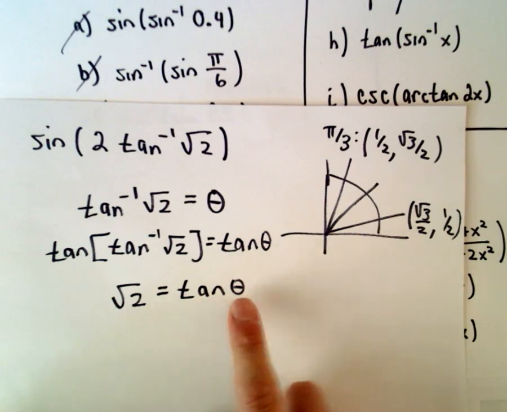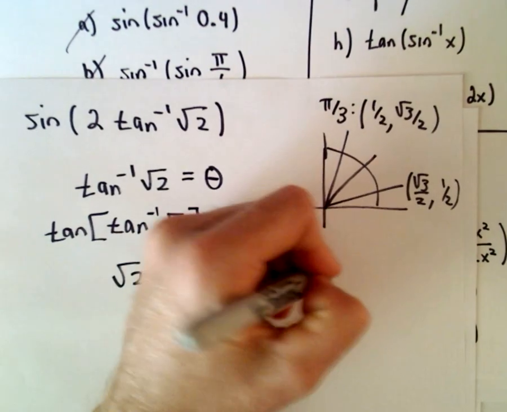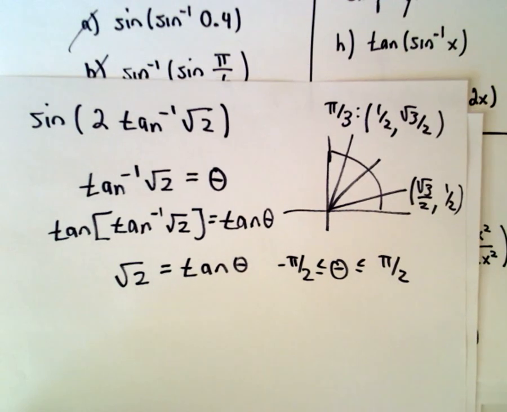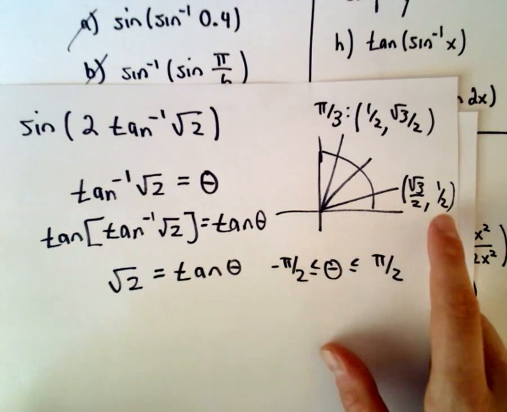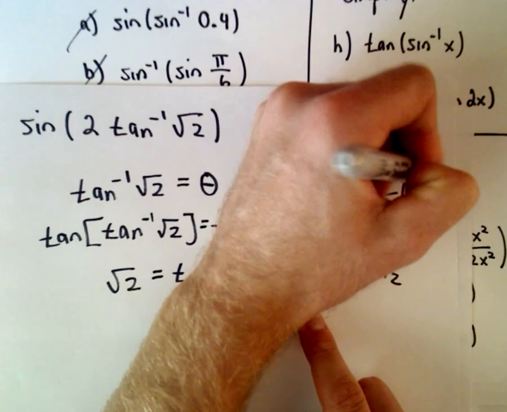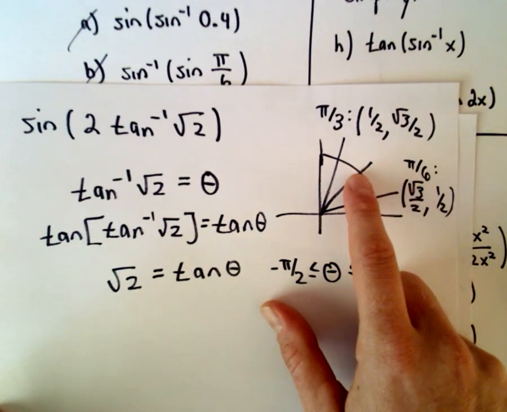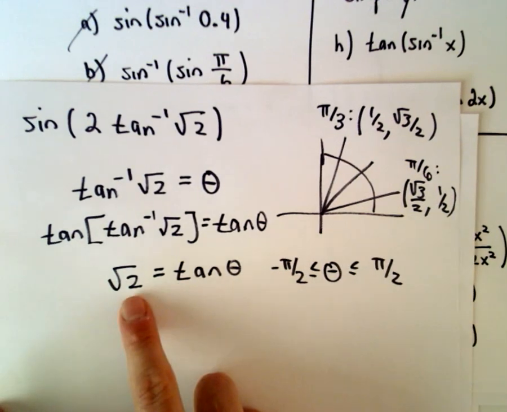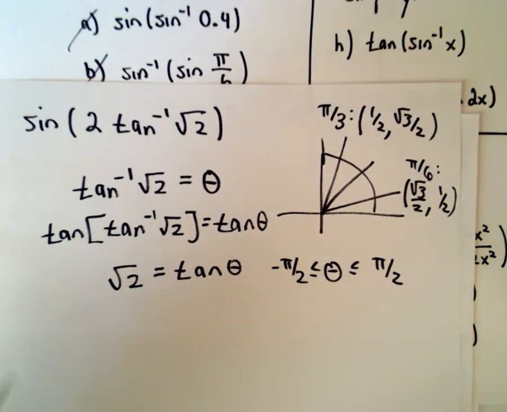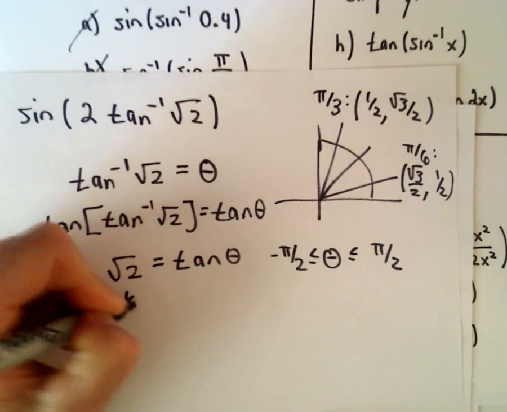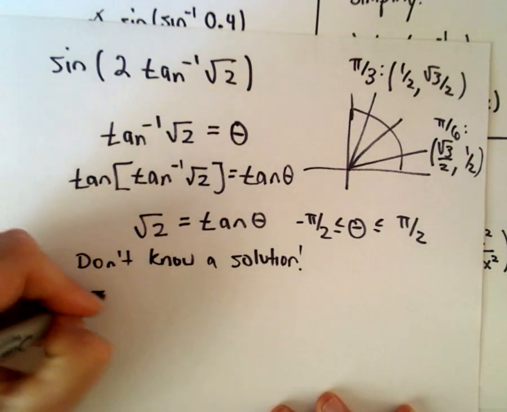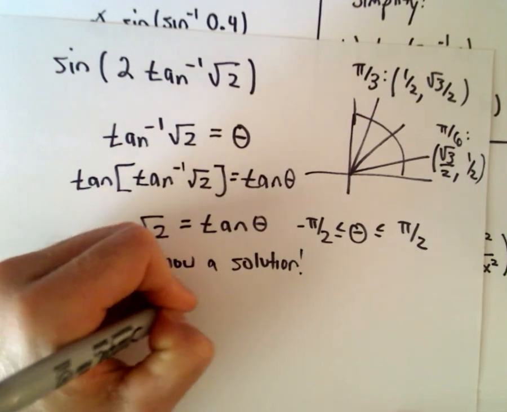So I'm thinking, do I know tangent of some angle that's square root of 2? And again, for tangent, the angle has to be between positive pi over 2 and negative pi over 2. Well, let's see. If we do the y-coordinate over the x-coordinate, I don't see any of my common angles. None of those common angles that I know of, pi over 6, pi over 4, pi over 3, are going to give me the square root of 2 like I want. So I don't know an angle off the top of my head. I don't know a solution. Well, when you don't know a solution, what you do for these is you use right triangles.